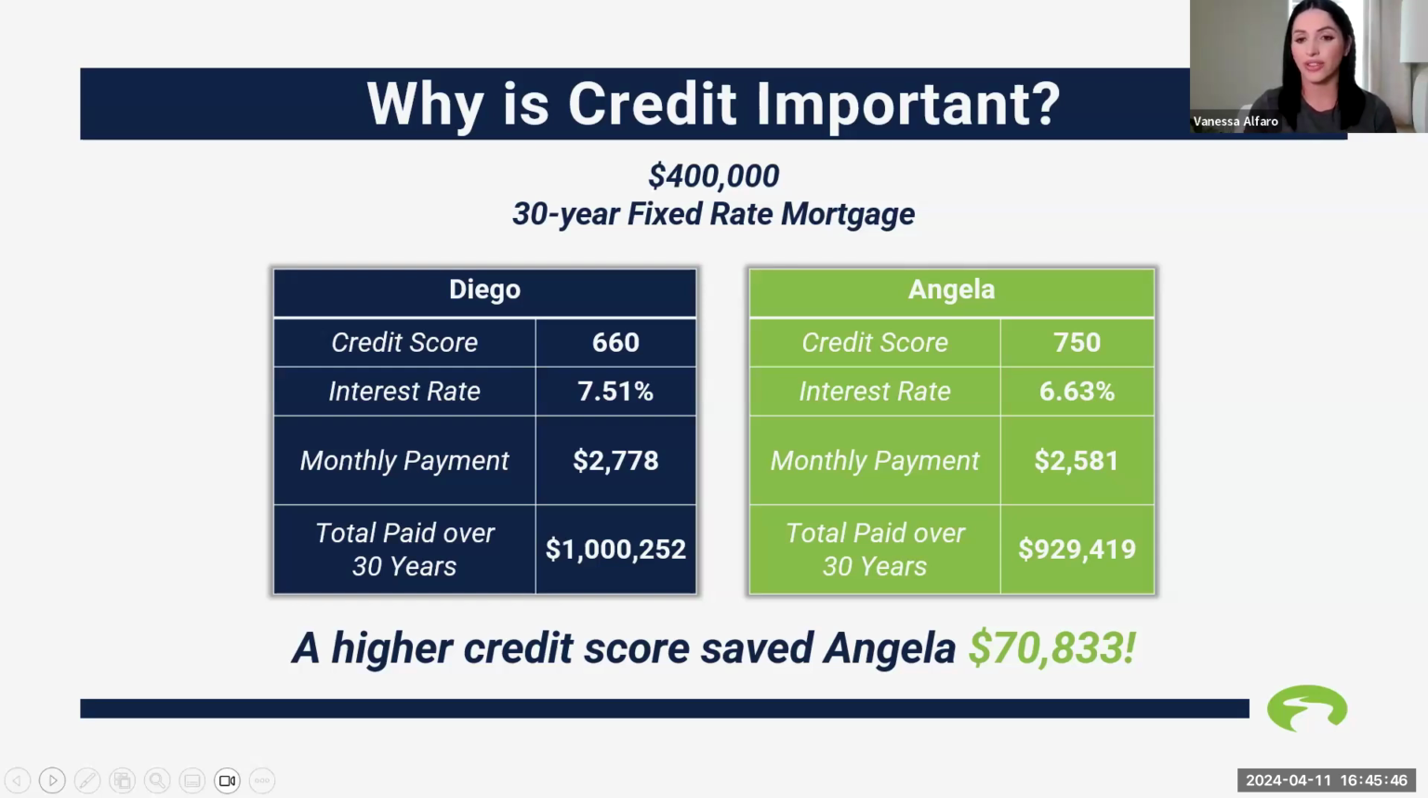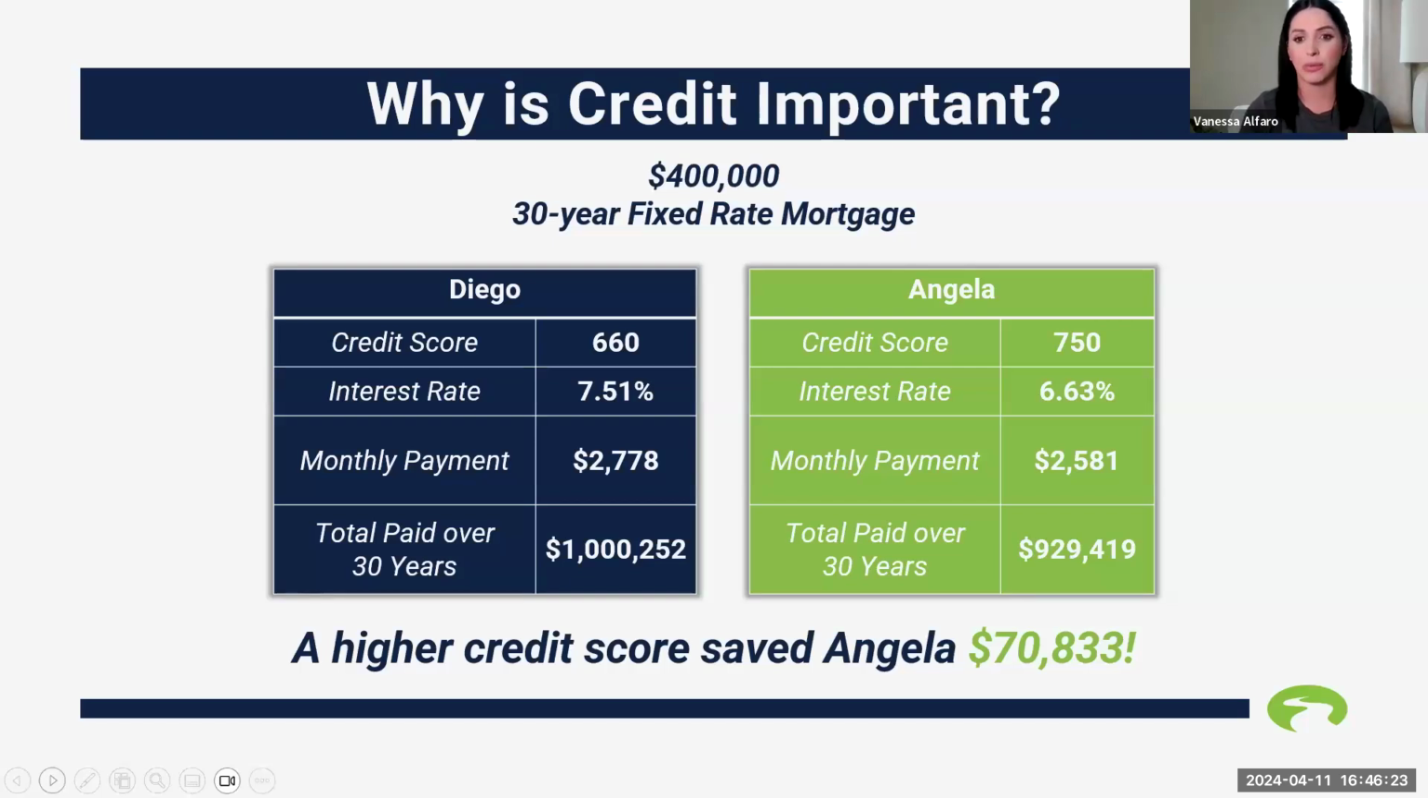And before I go any further, I do want to say that these are just examples. To get accurate rates, you would want to talk to a mortgage banker, but this is similar to what we're seeing in the industry right now. So in this case, Angela's rate is 6.63. Diego had a credit score of 660. His interest rate is much higher at 7.51. There's about a $200 difference in their monthly payment due to the difference in FICO. So Angela's payment is $2,581, and Diego's paying about $200 more a month at $2,778.